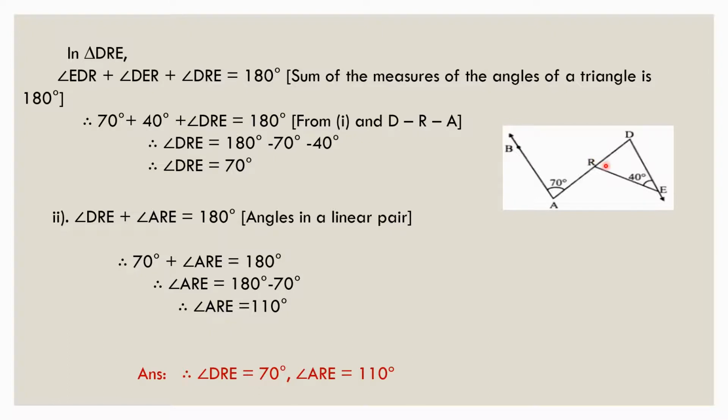Here angle DRE and angle ARE are linear pair angles. Therefore, angle DRE plus angle ARE is equal to 180 degrees. Therefore, 70 plus angle ARE is equal to 180 degrees, and angle ARE is equal to 180 minus 70 degrees, that is 110 degrees. Therefore, the final answer: angle DRE is equal to 70 degrees and angle ARE is equal to 110 degrees.